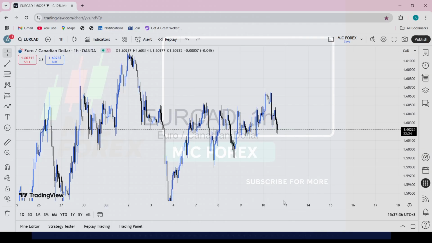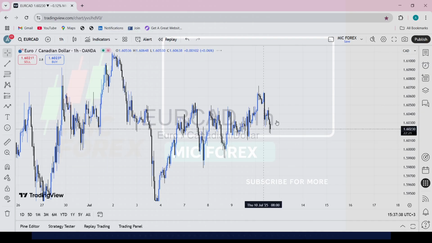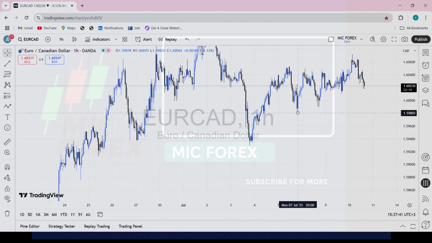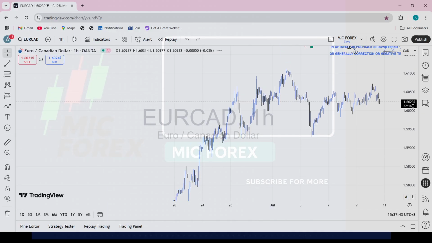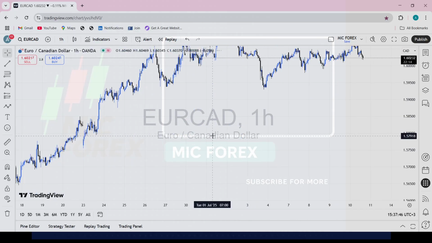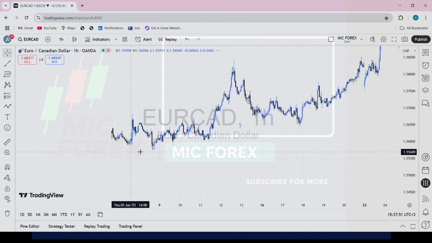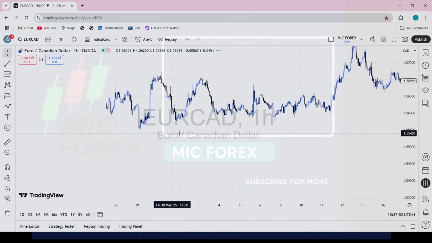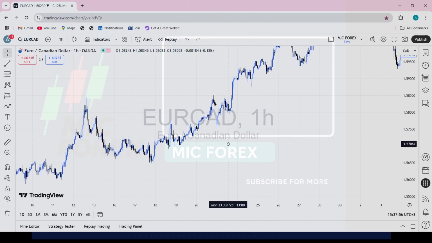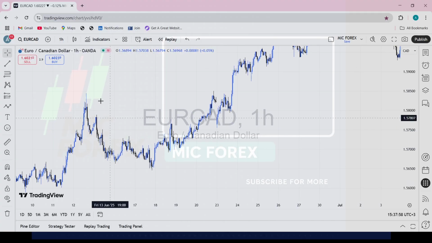I'm just adding my watermark. This is EURCAD on the 1 hour time frame. Let's try to identify a clear market trend. Let's look at this. If you start your path here, you see this, let me change this color first. Red.